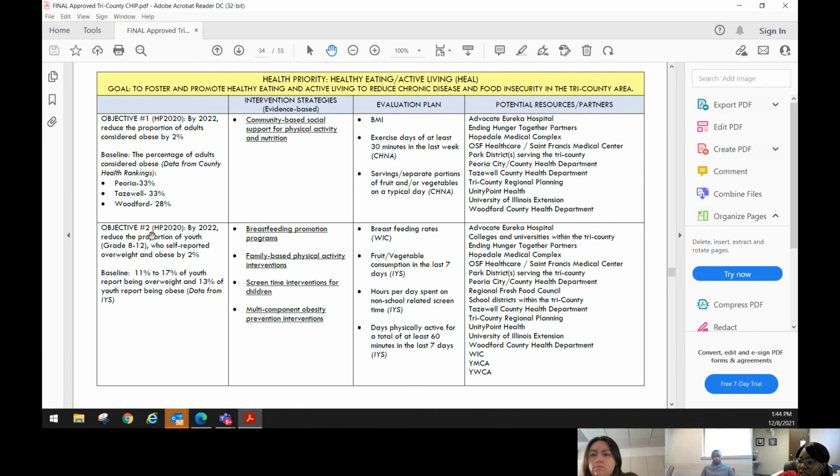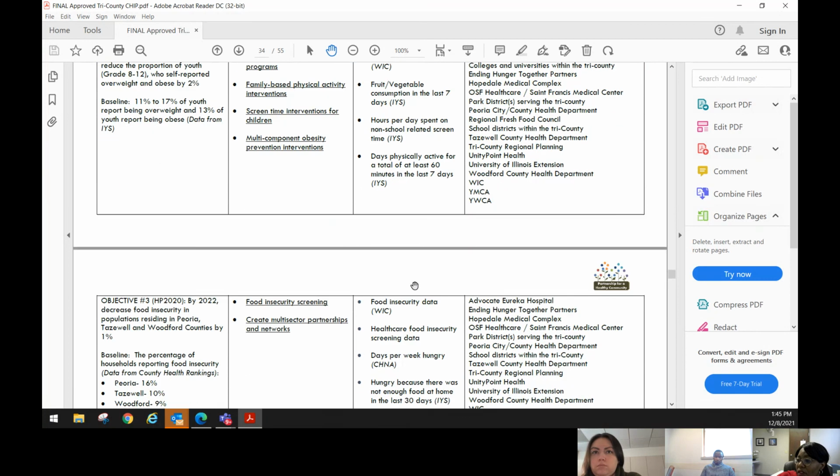Again, it's another objective for youth. We talked about youth. They put breastfeeding in youth, I guess, because it's children and infants. But those are interventions specifically for youth. And we're going to look at breastfeeding rates, fruits and veggies, hours per day. So the Illinois Youth Survey will give us that data. And then these are our partners.